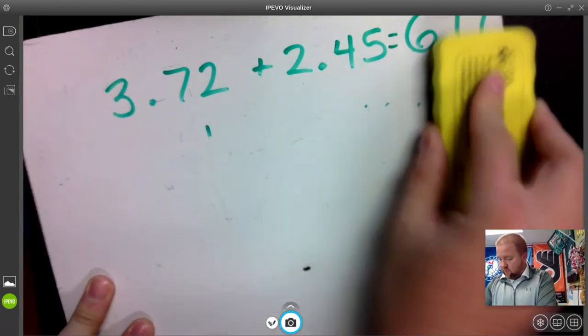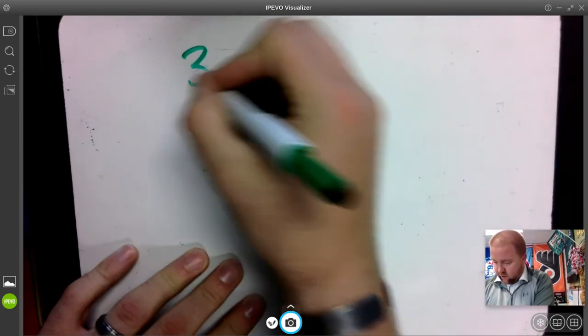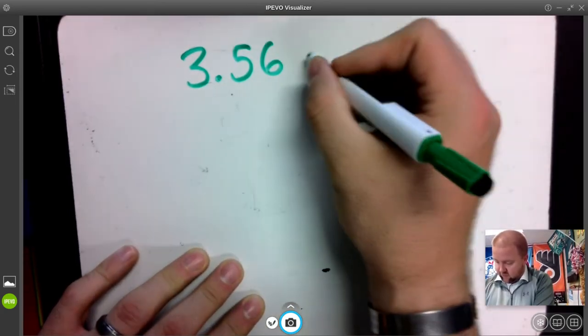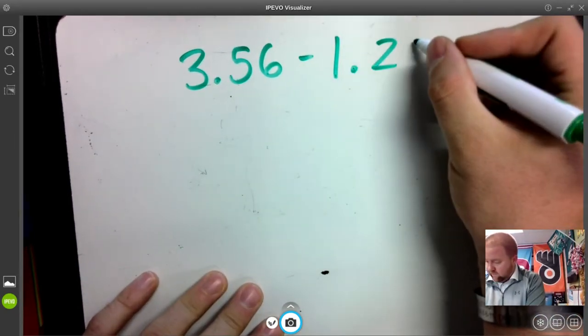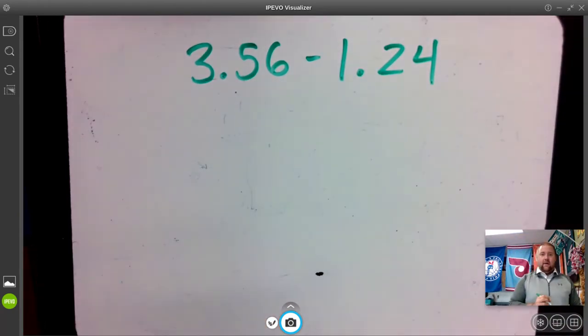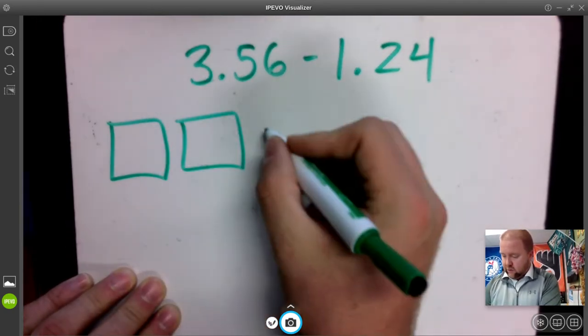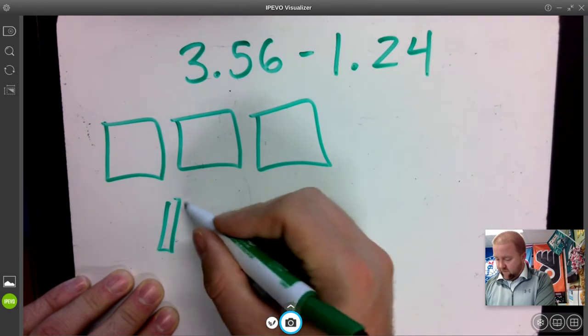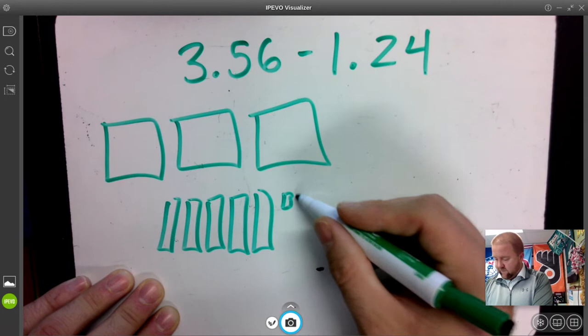Now, if I wanted to do subtracting, a lot of the same things are going to apply when I do my subtraction here, guys. So when I'm doing my subtraction, let's go back and do an example similar to what we talked about earlier. 3 and 56 hundredths minus 1 and 24 hundredths, we'll say, okay? Now, if I'm drawing the pictures like we had talked about before, a model representation, same idea. I'm going to draw 3 wholes and then 5 of my tenths and then 6 of my hundredths.